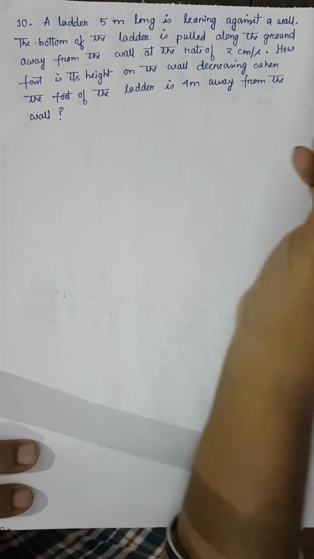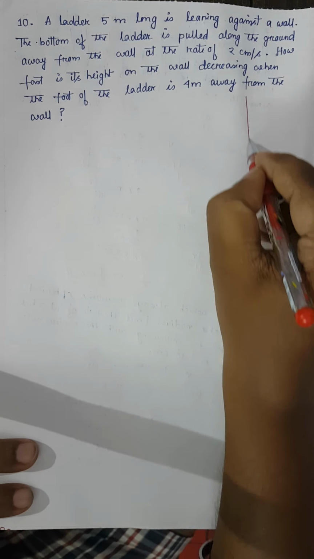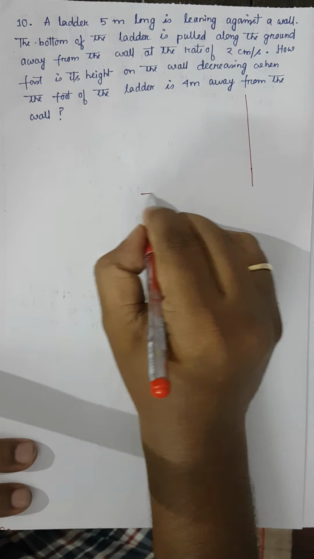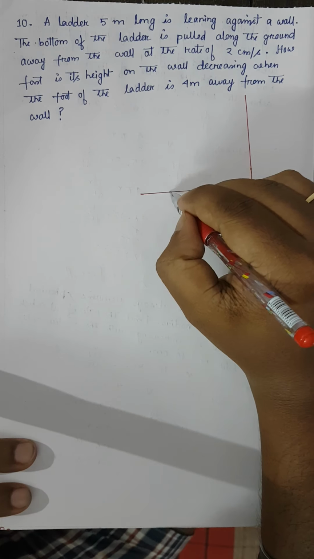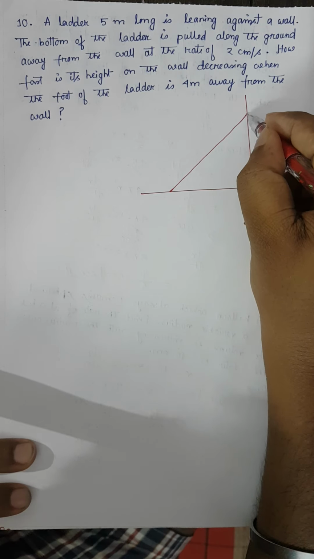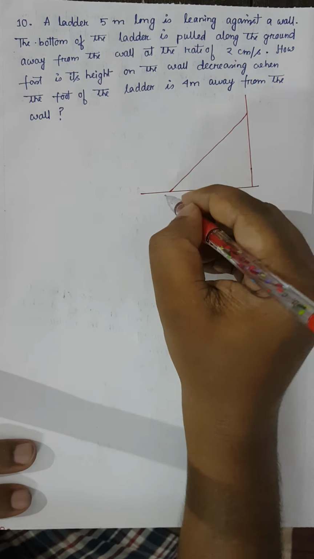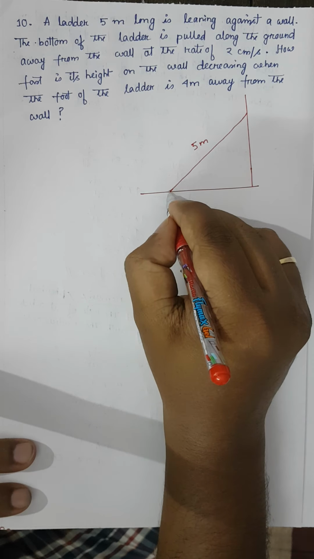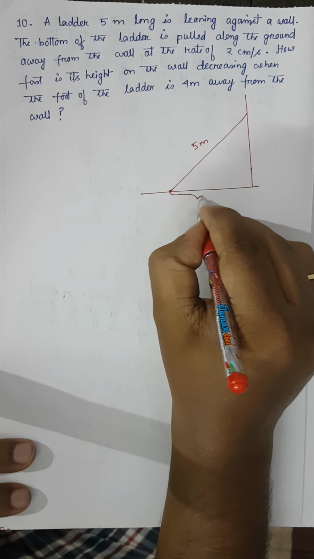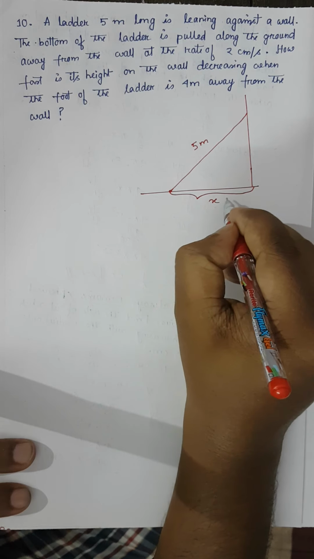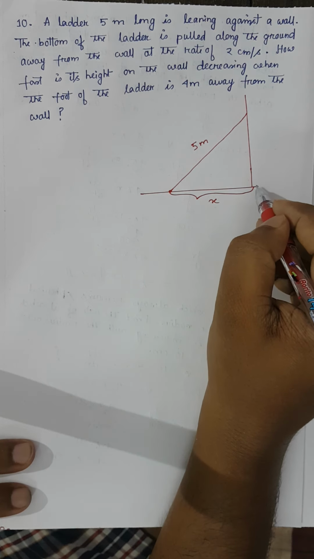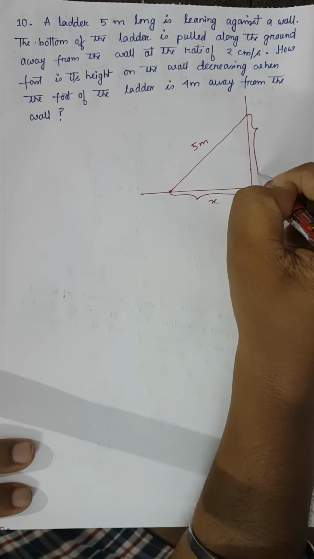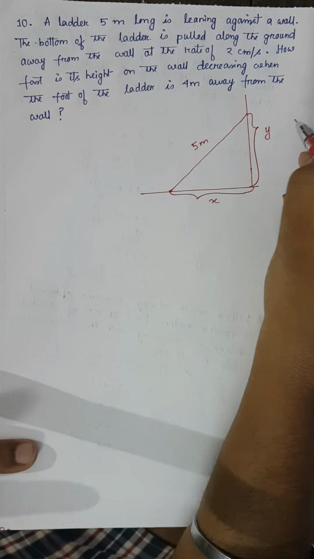So you have to assume that the wall is a vertical wall and the ladder touches the wall and the ground. This is 5 meter long and this is the foot of the ladder which is at a distance of x from the wall, and this is the vertical height of the wall.